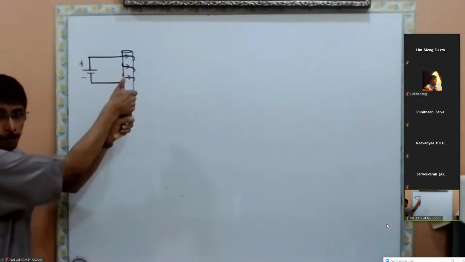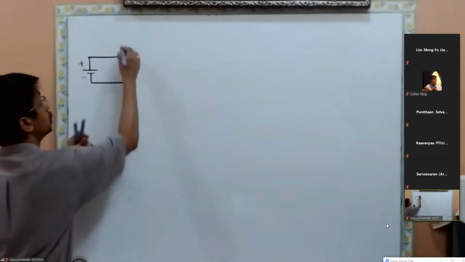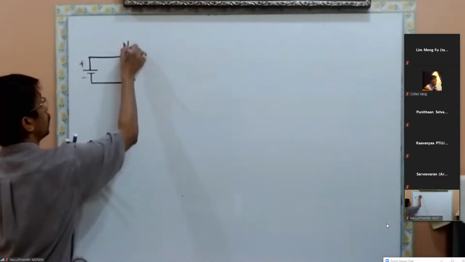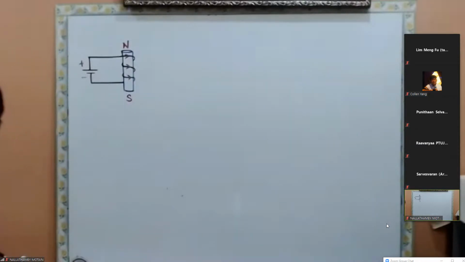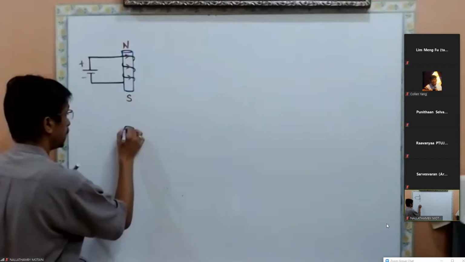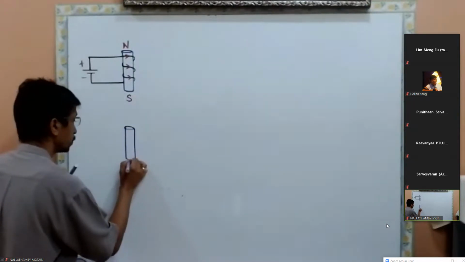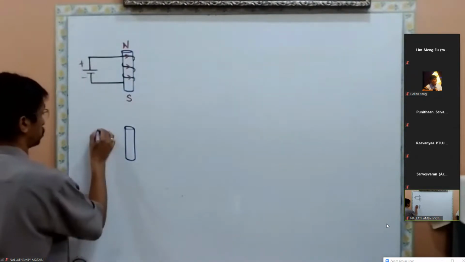Then your thumb will point to the direction of the pole, north pole. So here will be north, over here will be what? South. Okay, north and one more, south. And then one more, let's say if I want, all the terminals of the battery I change.